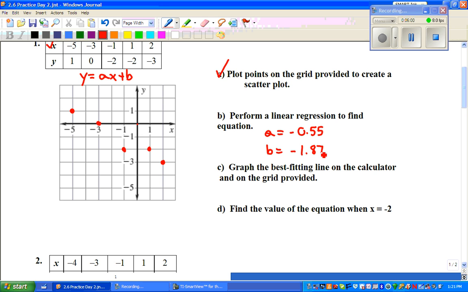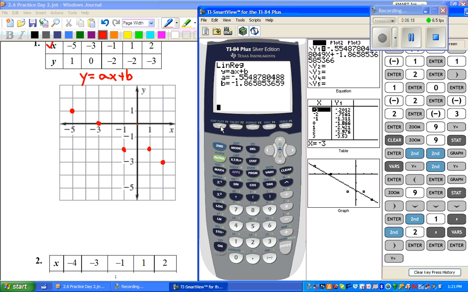So if I wanted to graph this line or write the equation of it, I'd write y equals negative 0.55x minus 1.87. Okay. All right, so that's the equation of the line that we've drawn. Now let's go see what this line actually looks like. You got y equals right here, and it tells you what the equation is. I'm going to hit graph.